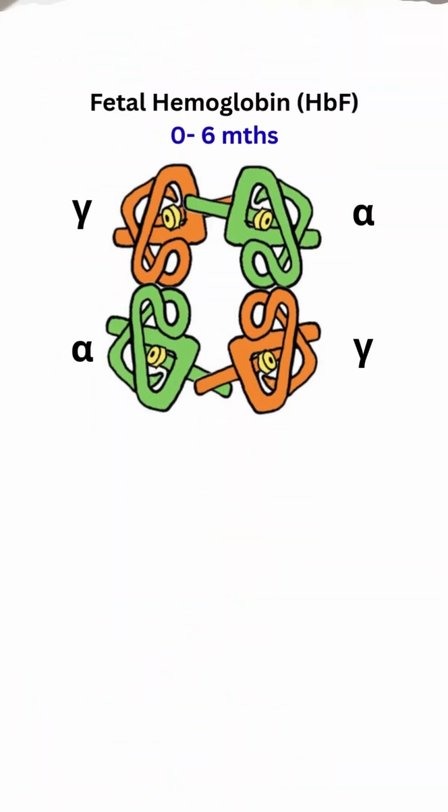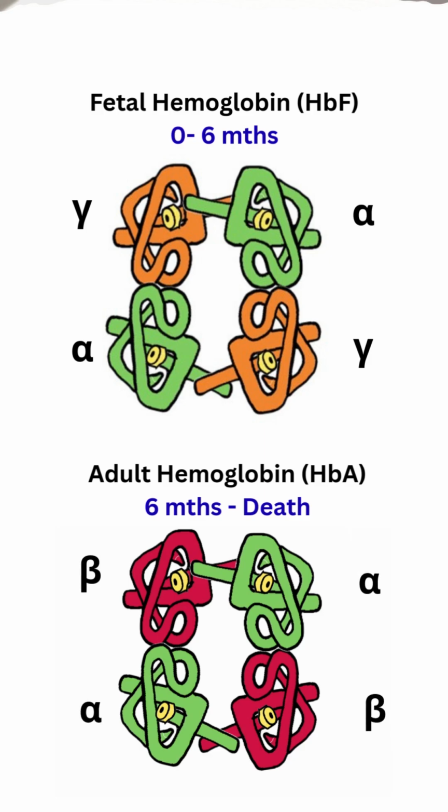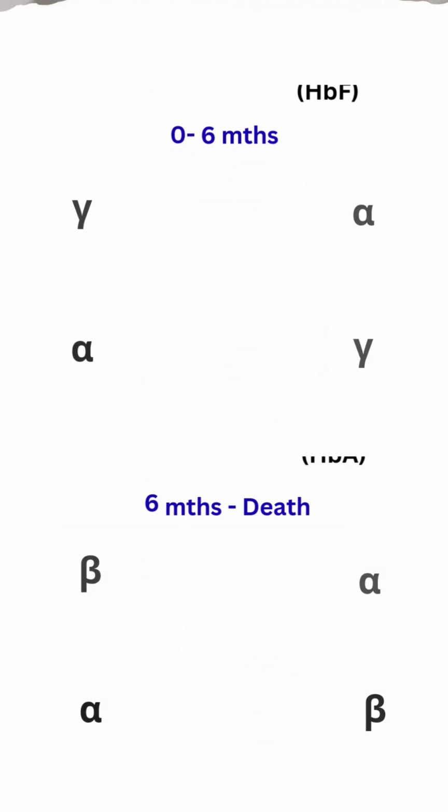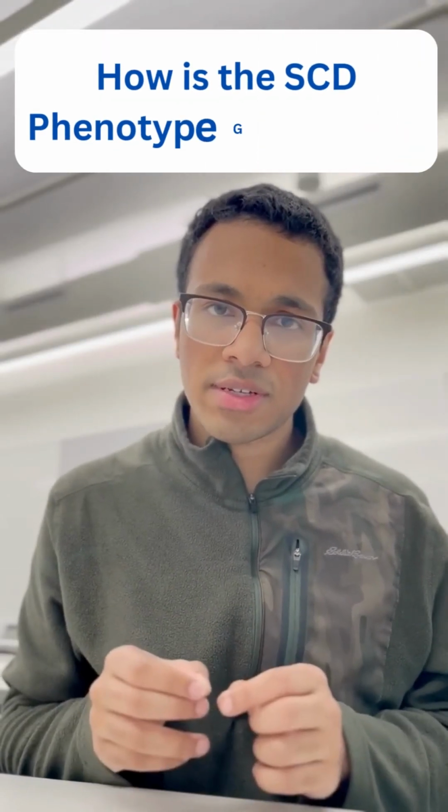Humans also have 2 types of hemoglobin based on different stages of human development, controlled by transcription factors: fetal hemoglobin, or HbF, at 0 to 6 months of age, and adult hemoglobin, HbA, at 6 months to death, replacing the 2 gamma globin subunits with beta globin. Well then, how is a sickle cell disease phenotype generated?